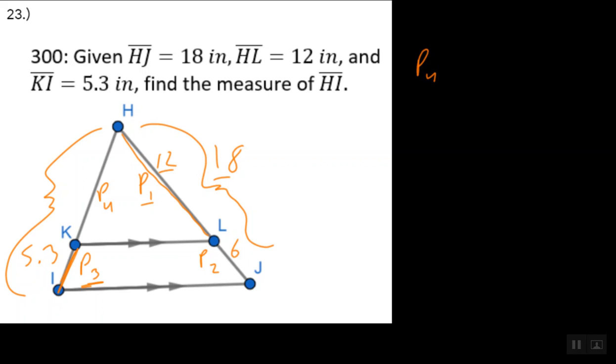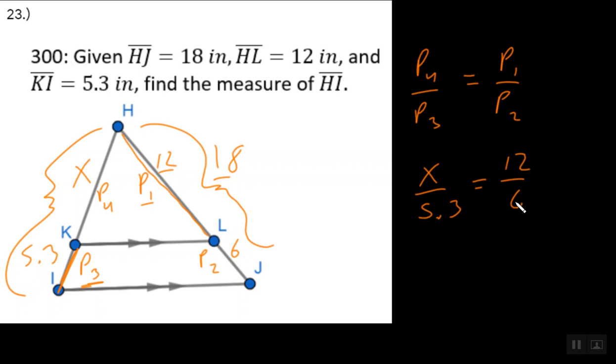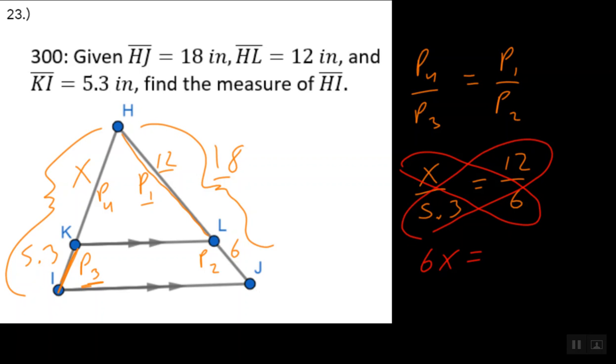So we could do this. We could say that part 4 over part 3 must be equal to the ratio of part 1 over part 2. And let's fill in everything. Let's call that x. So we could say x over 5.3 is equal to 12 over 6. And from here, we're going to use our butterfly method. So we have 6 times x, which is 6x, is equal to 5.3 times 12.